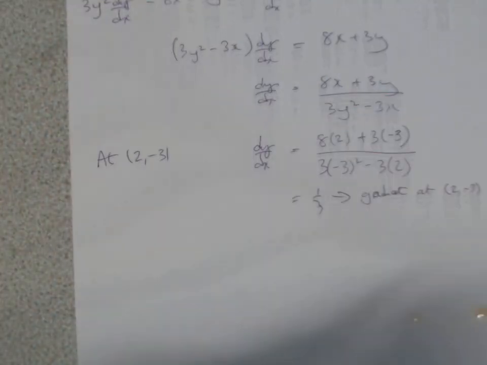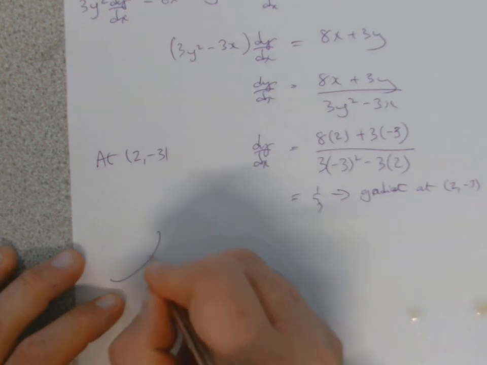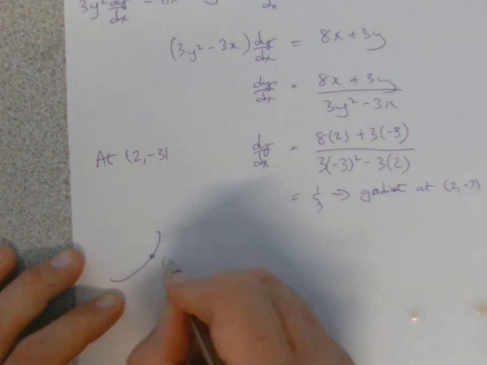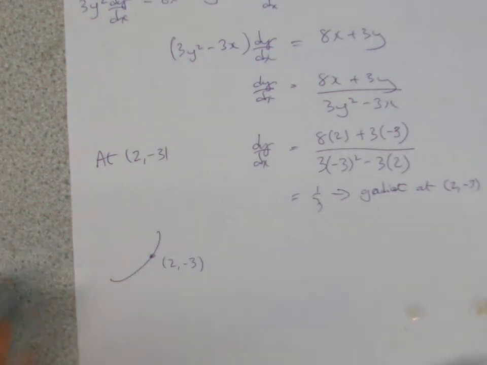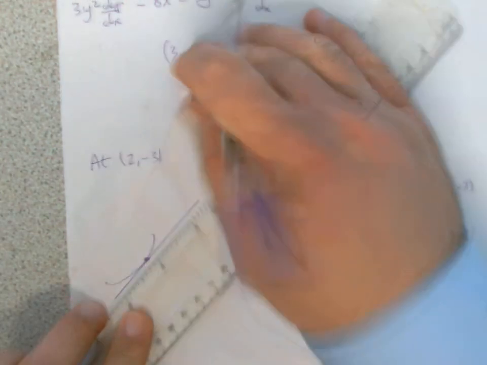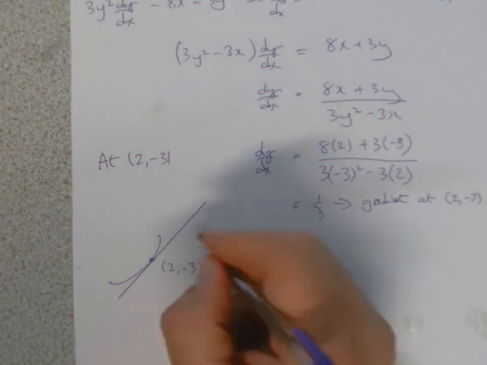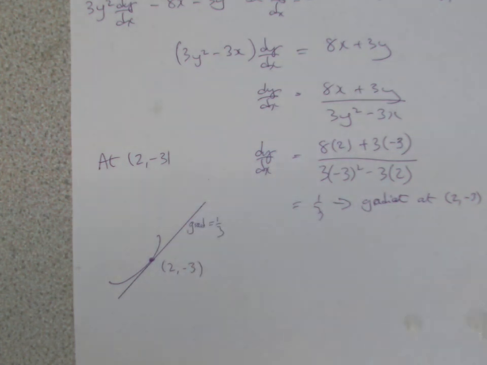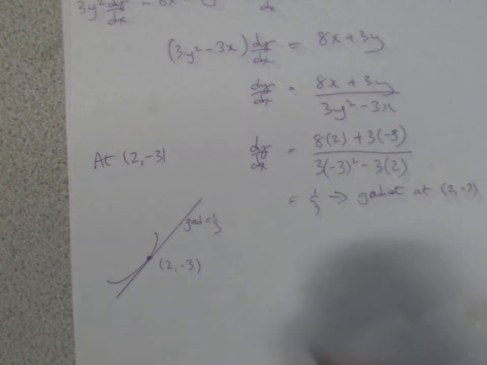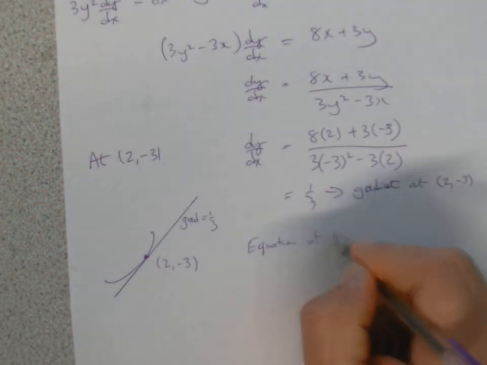And of course, what we must remember, okay, if we've got the curve, you know, the curve is something like that. At that particular point, (2, -3), now I know what the gradient is, but that of course will be the same as the gradient of the tangent. Okay, at that point it'll be exactly the same. So we've got our gradient to be 1/3.